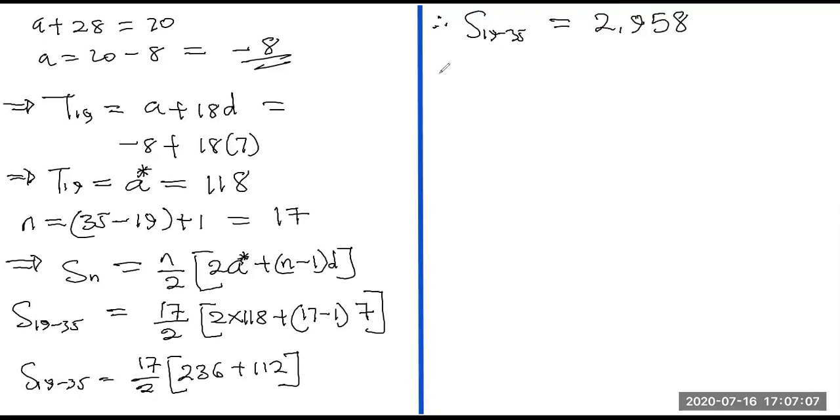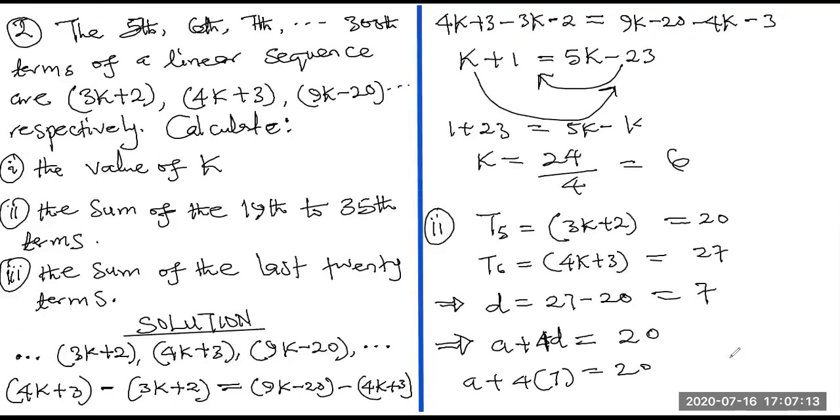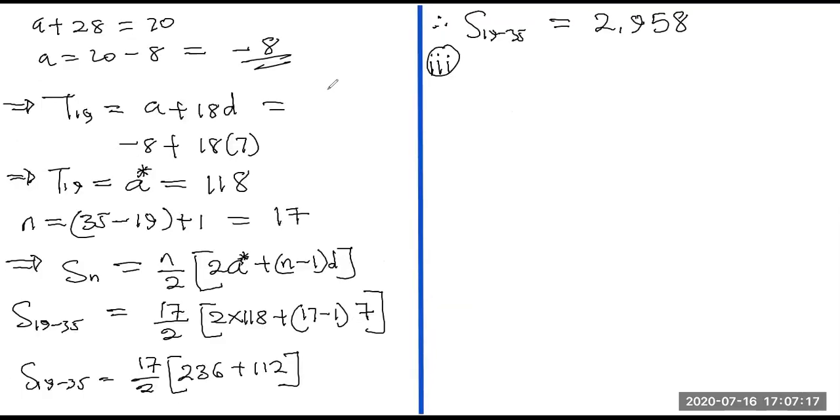Number 3 question in the same listing. What is it telling us to find? Question C. The sum of the last 20 terms. Now some students will quickly and in a hurry do, since there are 300 terms, 300 minus 20 will give us 280. Now say, okay, it's from the 280 to the 300 terms. It will be wrong. Why will it be wrong?